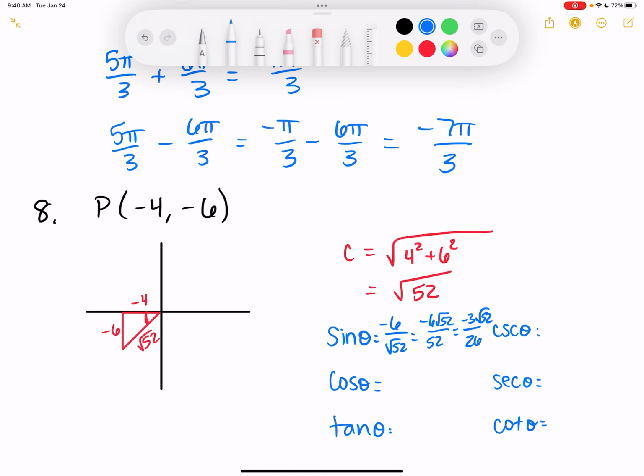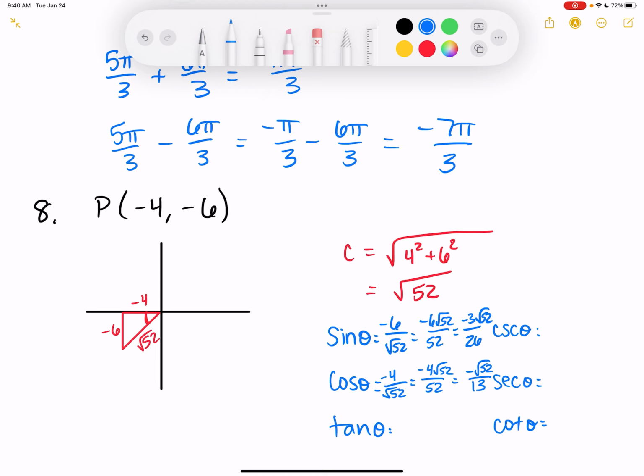Cosine. Negative 4 over square root of 52. Then it'd be negative 4 square root of 52 over 52, and reduce it. So, negative, 4 is going to go into 52, so negative square root of 52 over 13. I only knew that off the top of my head because 4 times 12 is 48, so that makes sense.